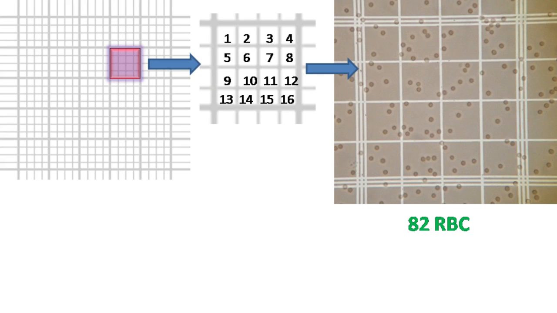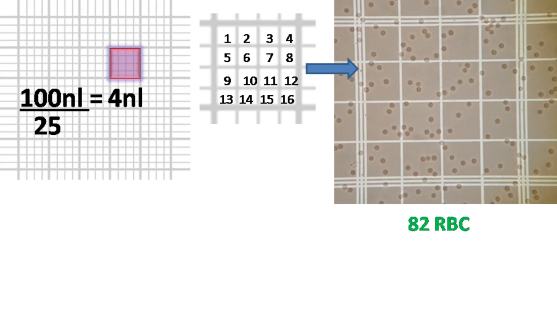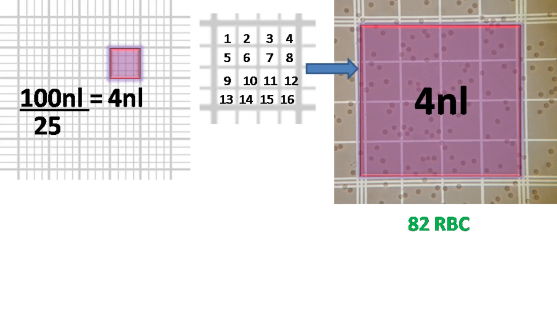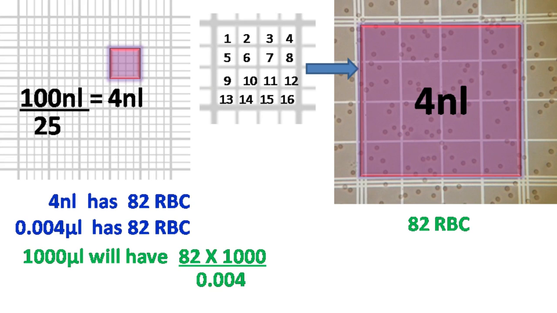Okay, now let's go back to the magical number, 100 nanoliters. 100 nanoliters is the volume occupied by the large square. As there are 25 subsquares, the volume occupied by each subsquare is going to be 100 divided by 25, that is 4 nanoliters. This means 4 nanoliters have 82 RBCs. So 1000 microliters, that is 1 ml, is going to have 2.1 into 10 raised to 7 RBCs per ml.